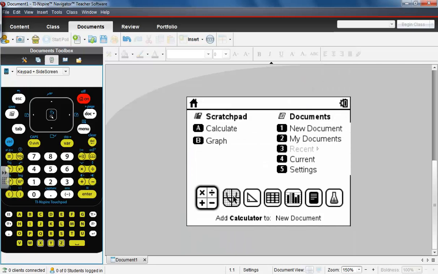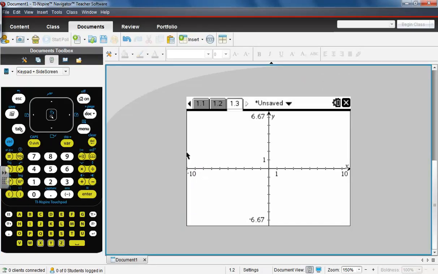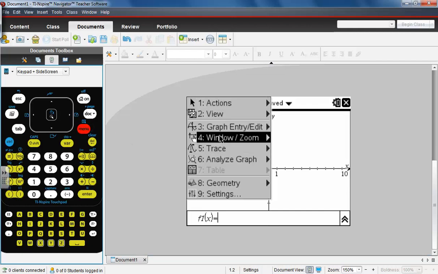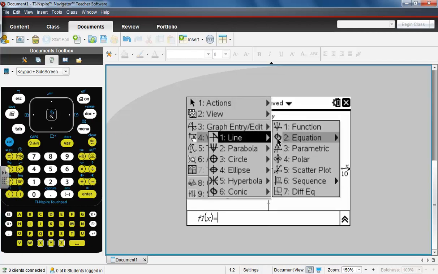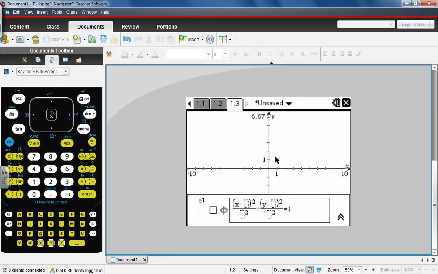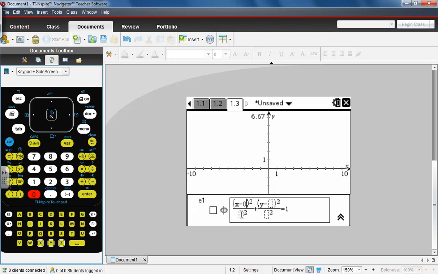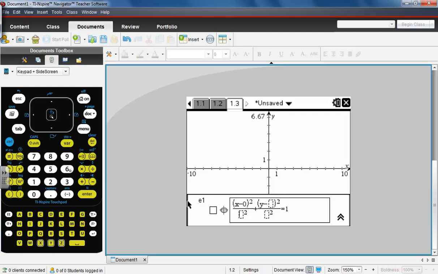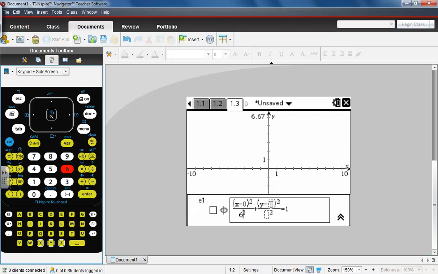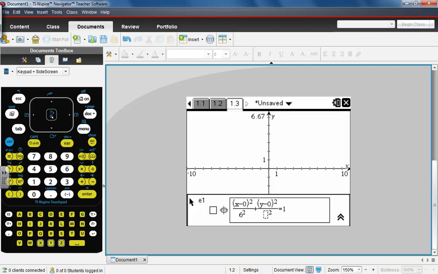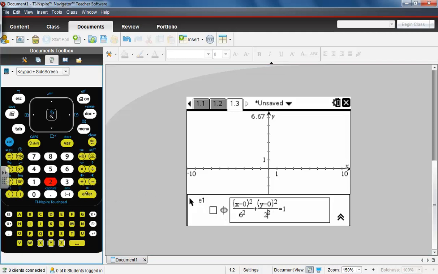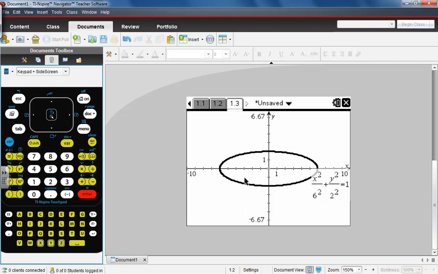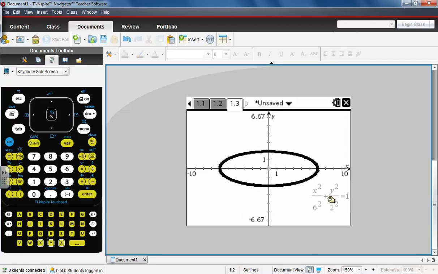The graph page. And again, I'm going to change that to conic. And so this was just an x squared, so we have to put a 0 in there. And again, we don't want to put 36, we're putting 6 squared, y minus 0. And we don't want to put the 4, we're going to put 2 squared. So A and B. And we're going to graph that. And so this was the ellipse that we just looked at. And we want to move this out of the way so we can see real clearly here.